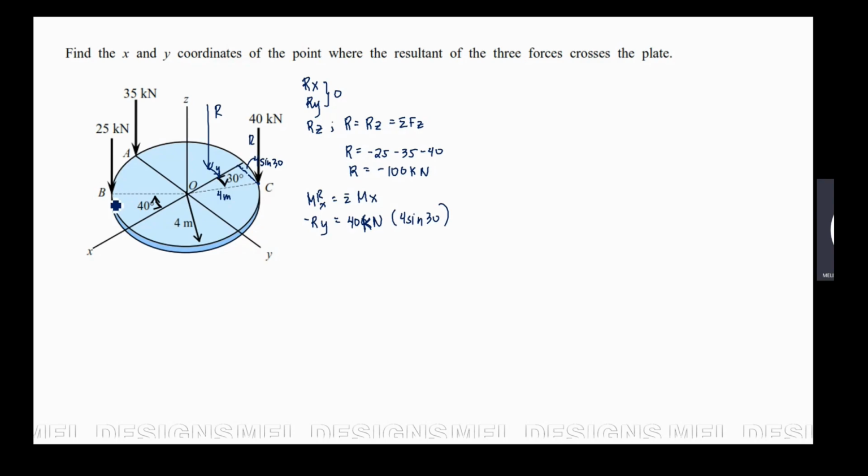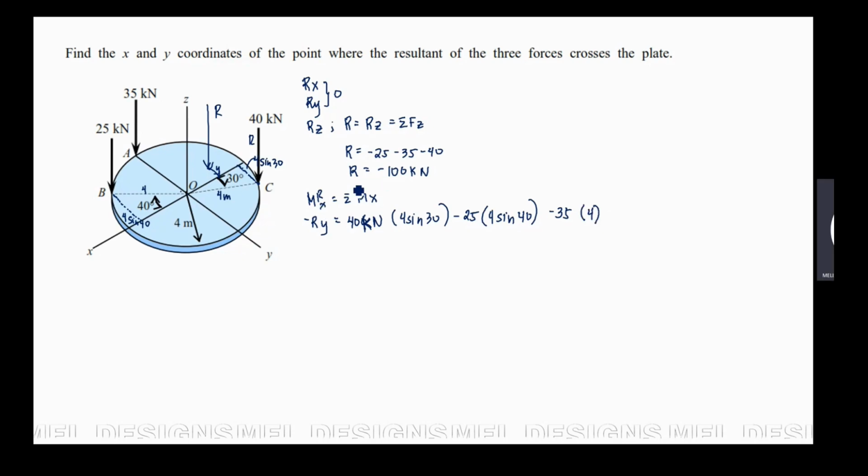Next, dito sa force na to, sa force B, we have here minus 25. So, ano yung distance? Ito yung distance na to. Ayan. So, this is also 4 meters. Therefore, this is 4 sine of 40. And then, the next one, ito. So, we have minus 35. The moment arm is simply the radius. So, we have here 4.